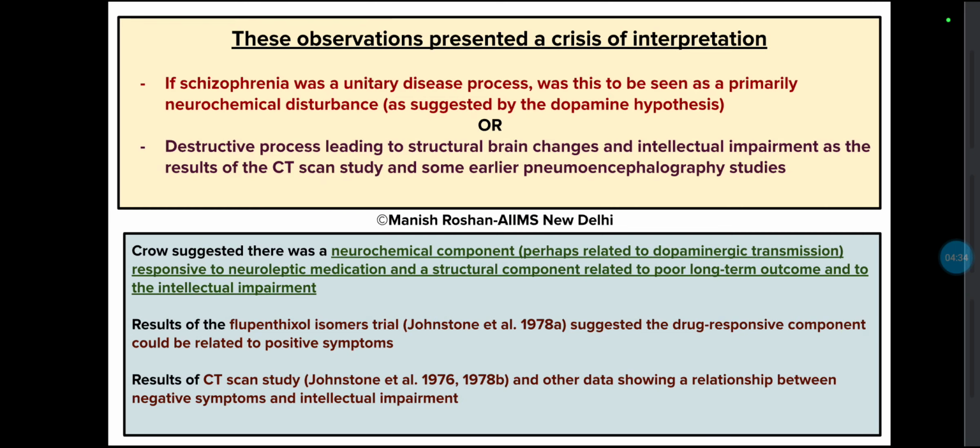So a dilemma occurred: a single entity was being caused either by a neurochemical disturbance or by a structural change. How is it possible that schizophrenia, being a single entity, is explained by both of these things?